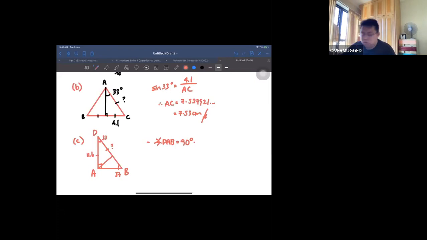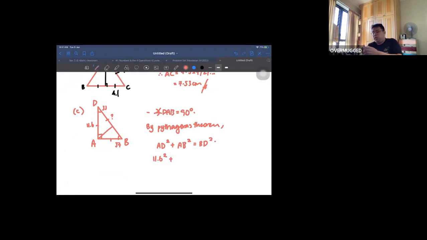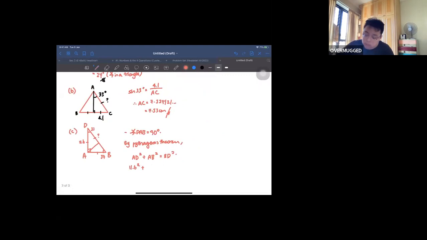Okay, so we can actually find. We do know this as well. So we have a right triangle, so we can use Pythagoras theorem to solve. So by Pythagoras theorem, we have AD squared plus AB squared equals BD squared. So AD squared is 11.6 squared plus, now AB, take note that this is part of the isosceles triangle. So AB is actually part B's answer.